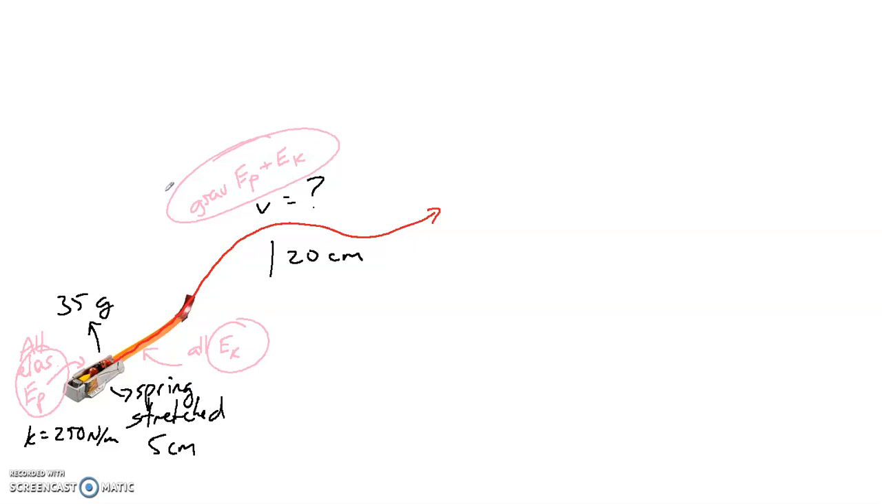So if I look at what information I have and where I can find an energy, the best place to start would be in the elastic, because I've got the k value, I have the x value, and I can find out how much potential energy I started with in the elastic. So I'm going to start over there. If I find my elastic potential energy, which of course equals 1/2 kx squared, I can find how much energy I start with in the situation.